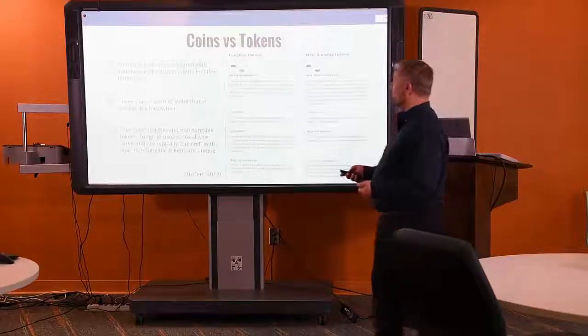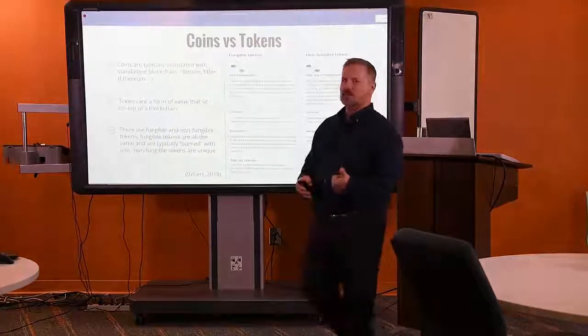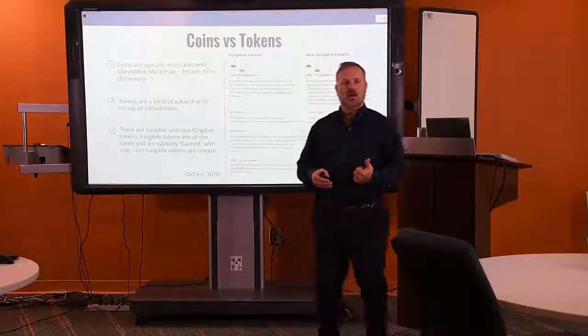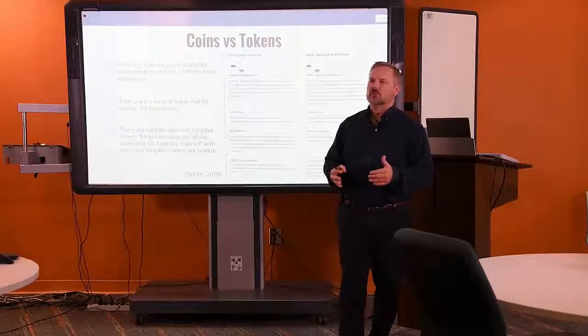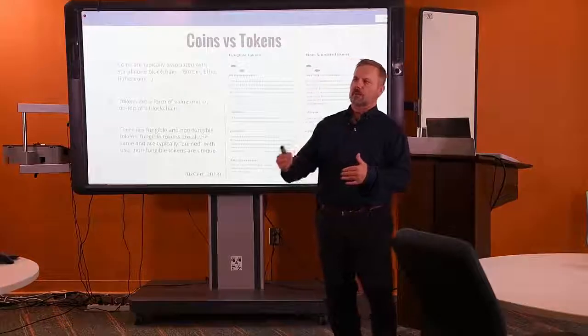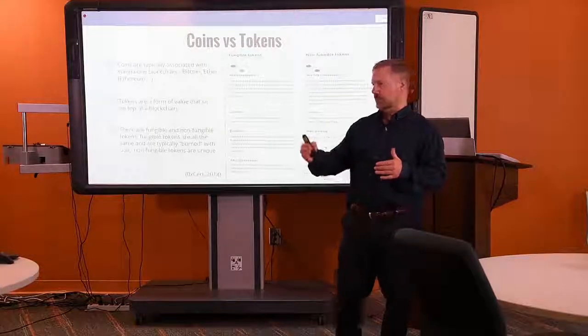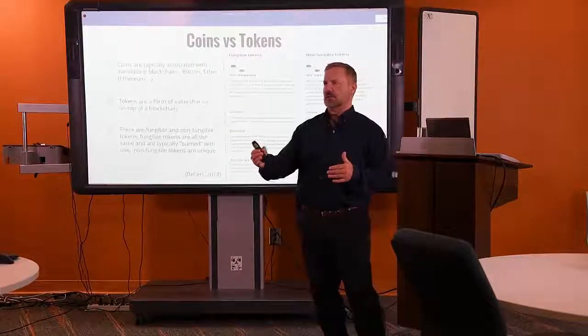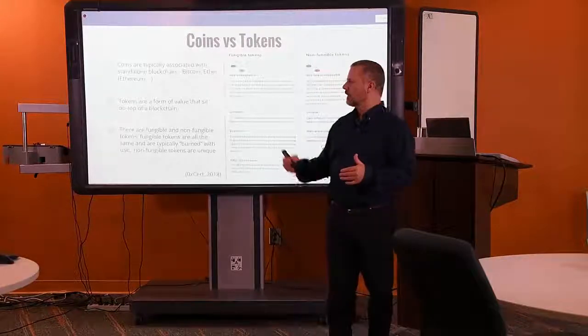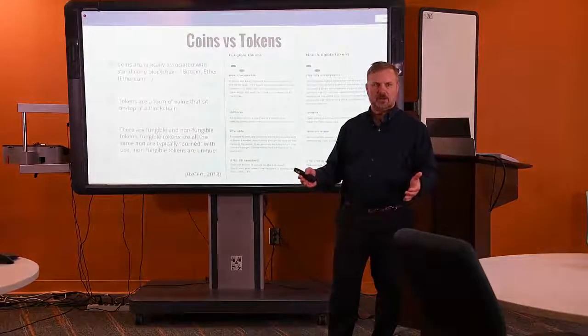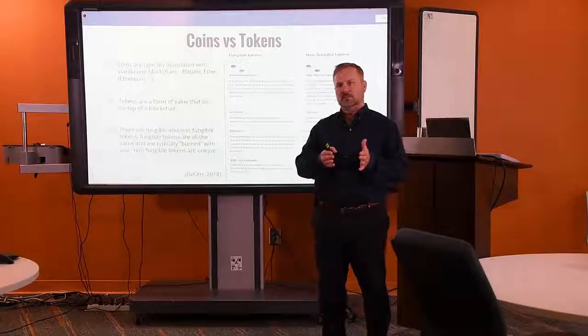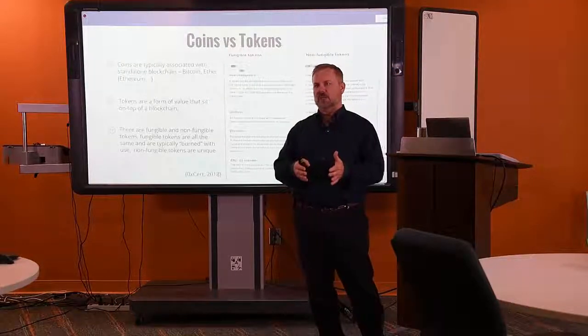All right, so another important concept to talk about are coins versus tokens. So when you hear about Bitcoin, for instance, Bitcoin is kind of unique because the coin and the blockchain have the same name, Bitcoin. Ethereum, on the other hand, the name of the blockchain is Ethereum. The name of the coin is Ether, or ETH.